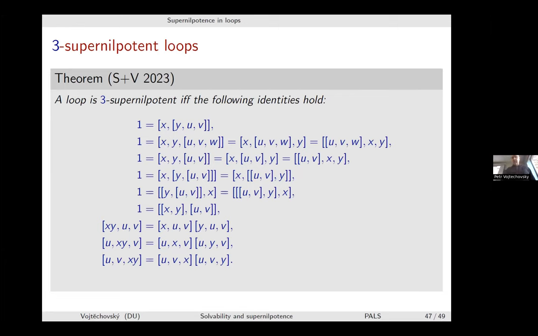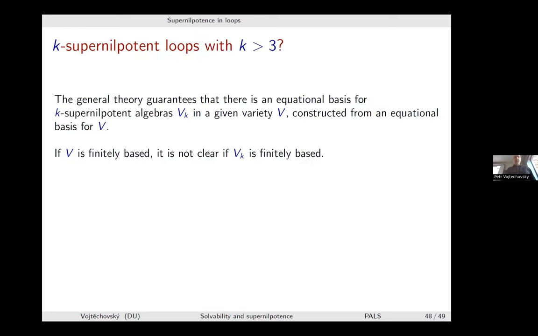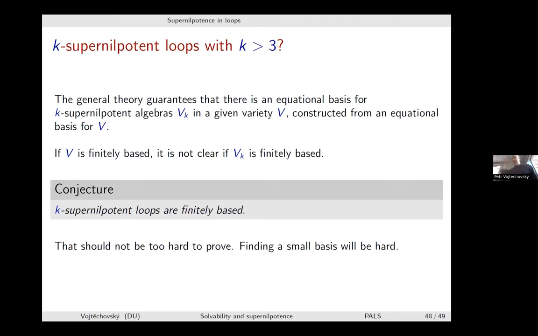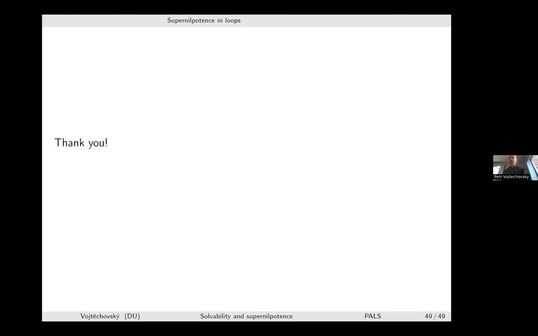So we have a basis for 3 supernilpotent loops. We conjecture, of course, that k supernilpotent loops are finitely based, but we didn't go through the technical problems associated with the proof to try to prove it. So if somebody is interested, it's an open problem. Are k supernilpotent loops finitely based? And I would be interested in the result. Okay, that's all I have.